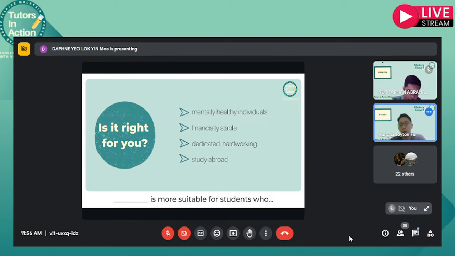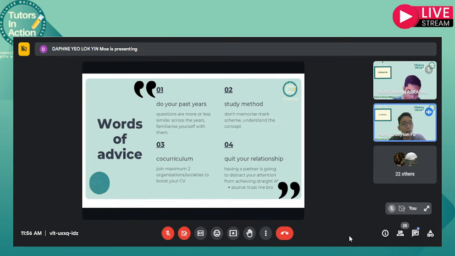All right, word of advice. Again, do your past papers. Because the thing about A-level is that every single year, their paper is more or less the same. I can't say that it's completely similar, but the answer is more or less the same. So if you do 5 to 6 years of past year, you'll notice that there's a trend of question that they ask, and there's a standard mark scheme for every kind of question they ask. So if you just do your past year, I can guarantee that you can definitely get A star. Straight A star, definitely no problem, as long as you do your past year.